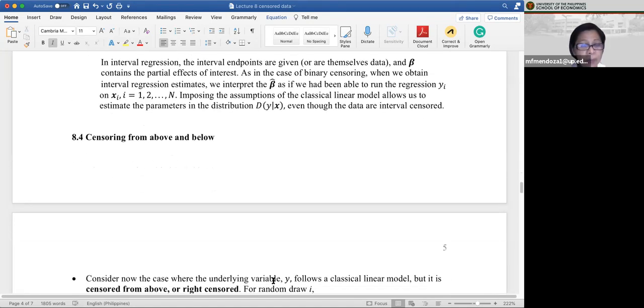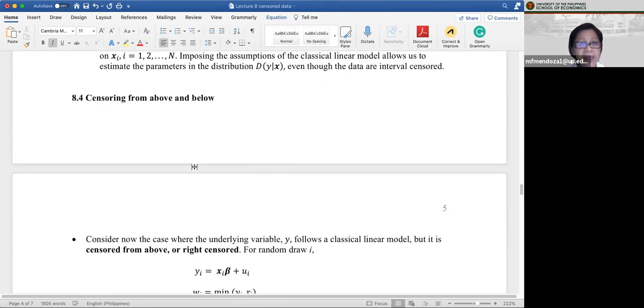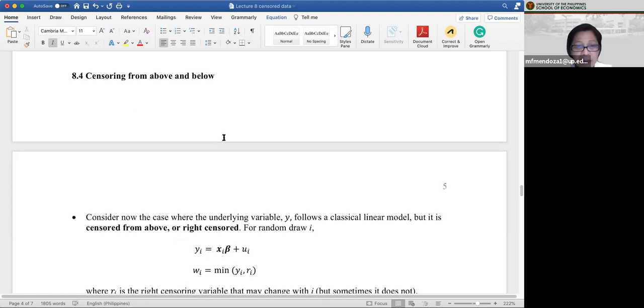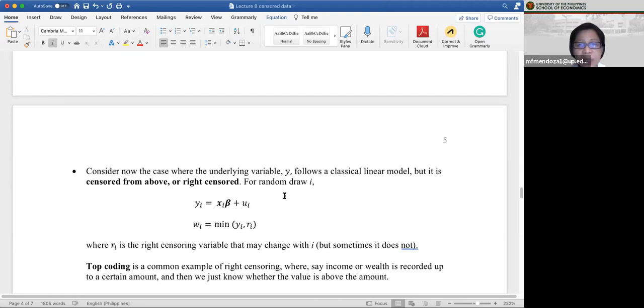Now, we move to the case of censoring from above and below. We'll discuss first censoring from above, and the analysis for censoring from below would just be analogous. So let us lay out the model. Consider the case where the underlying variable y follows the classical linear model, that is y is equal to x beta plus u, and the u's have a conditional distribution that is normal with mean zero and variance sigma squared.